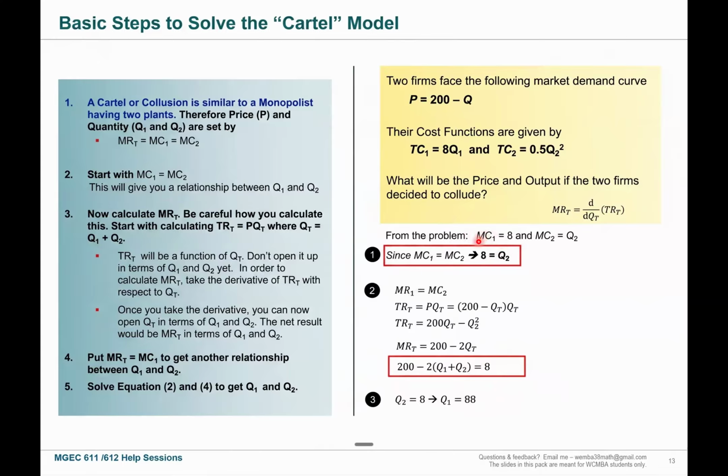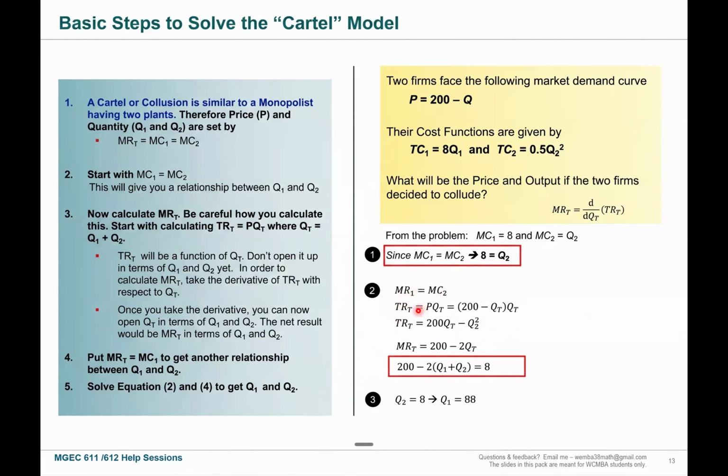So let me start with MC1 and MC2 and equate them. So MC1 is 8, MC2 is Q2. I equate the two things together, I get Q2 equals 8 directly from the first shot. Now I go and say, well, I also have to use MRT equal to MC1. The trick is in how you compute MRT. This should be MRT, by the way, not MR1.